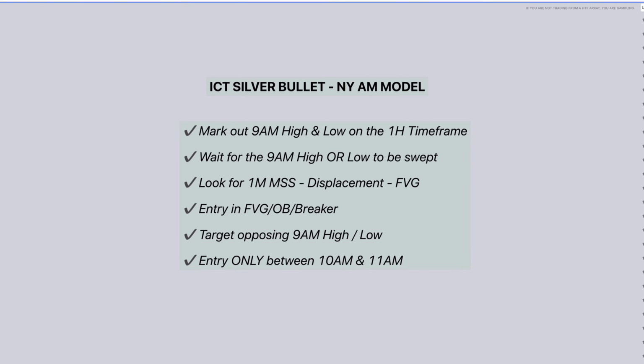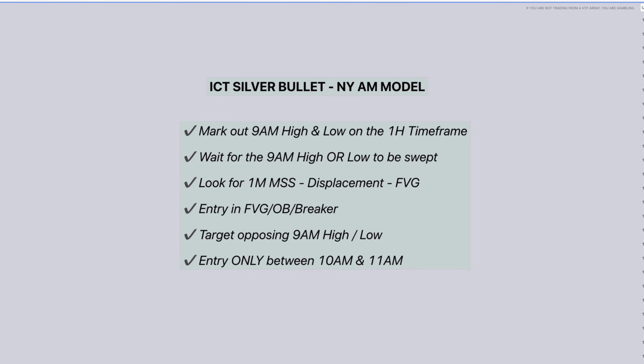First, let's go over the rules of this model. The first step is that you need to mark out on the 1 hour time frame the highs and lows of the 9 a.m. candle. Then at 10 a.m. you wait for the 9 a.m. high or low to be swept. Then on the 1 minute you're going to look for a market structure shift.